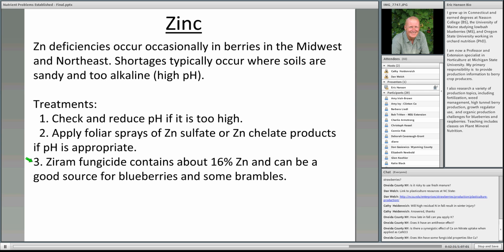Question: does manganese have some fungicidal properties itself, similar to copper? I don't know that that's the case. Good question. I wish I could answer it.